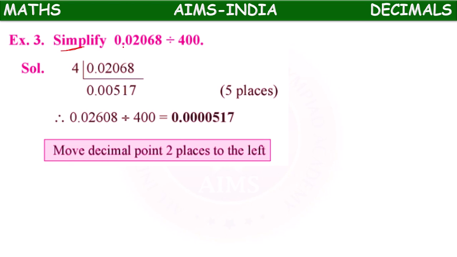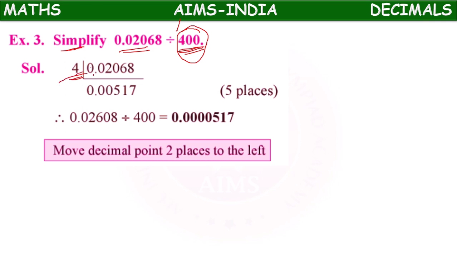Next, simplify this number divided by 400. So we have to divide by 400. First, we will do it with 4. We will divide with 4.